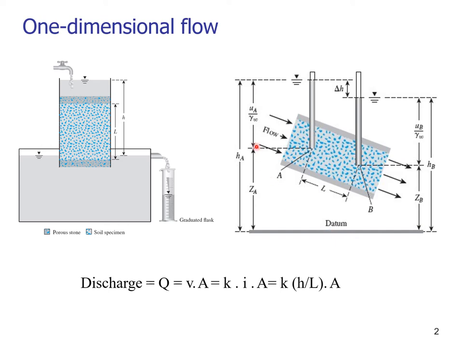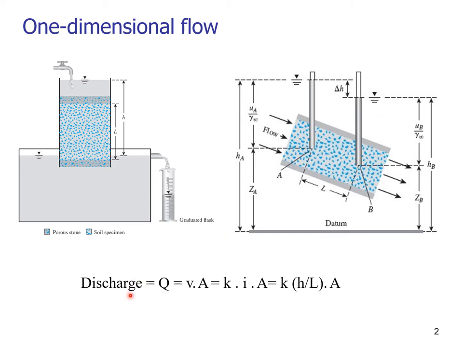Over there you can see the elevation head, the pressure head, and the total head. At section A the total head is HA, and at section B the total head is HB. As the flow velocity through the soil mass is extremely low, the velocity head can be neglected.